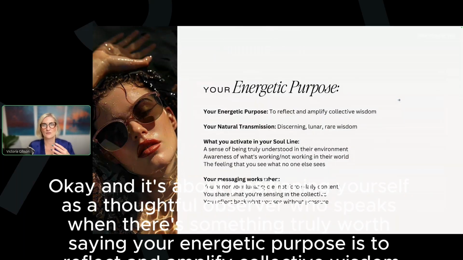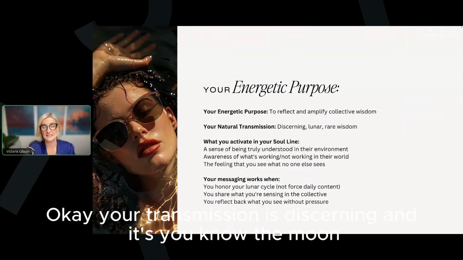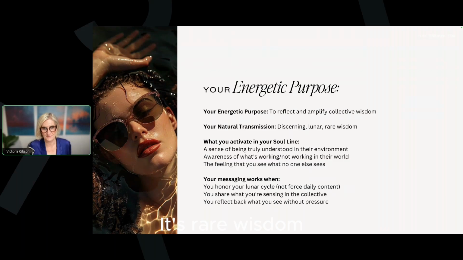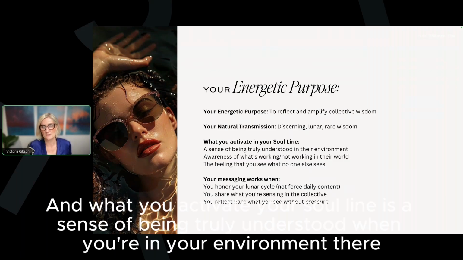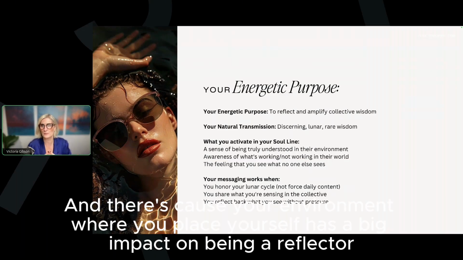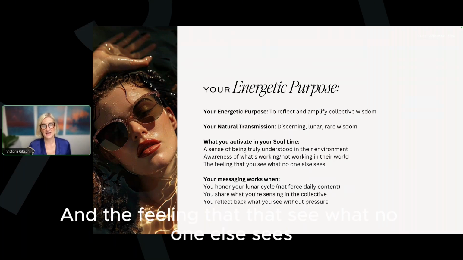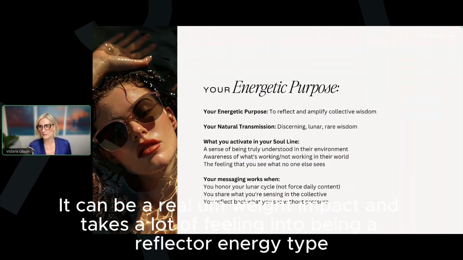Your energetic purpose is to reflect and amplify collective wisdom. Okay. Your transmission is discerning, and it's a big moon. We know the moon, like when the full moon, things are crazy, right? It's rare wisdom. And what you activate in your soul line is a sense of being truly understood when you're in your environment. Because your environment, where you place yourself, has a big impact on being a reflector. And you'll have an awareness of what's working and not working in your world, and the feeling that you see what no one else sees. It can be a real weight, and it takes a lot of feeling into being a reflector energy type.